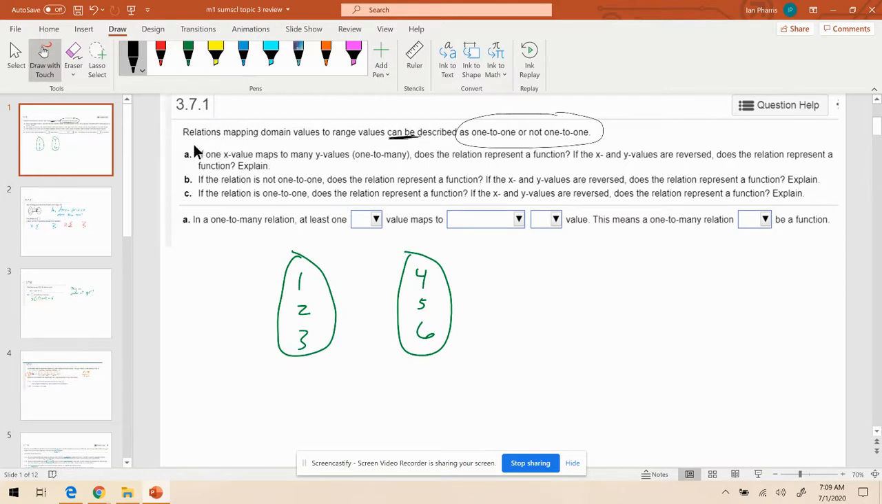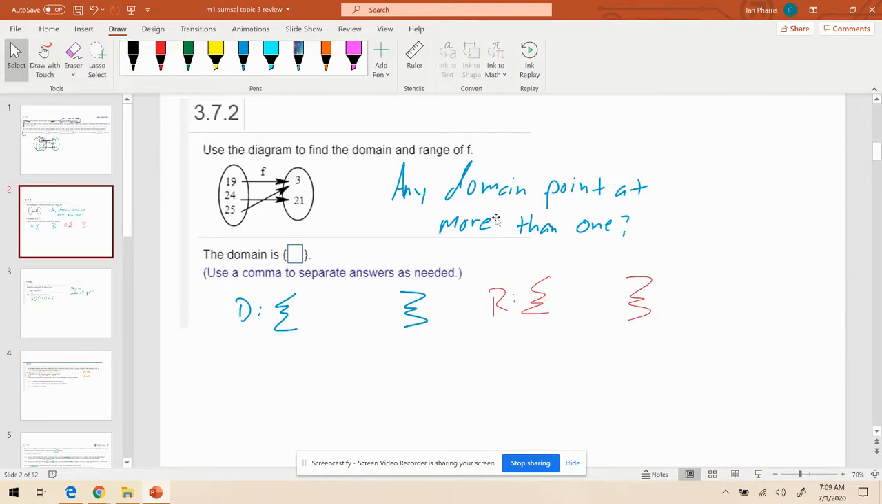First question, we're starting off with relations and whether they are functions, described as one-to-one or not one-to-one. I've drawn a little mapping diagram here, and you can use the logic I talk about in this mapping diagram to help you answer all these questions. One-to-one means each value points at only a single value. Not one-to-one means that if any domain value points at two separate range values, then it's not a function. And we're going to use that same logic on the next question.